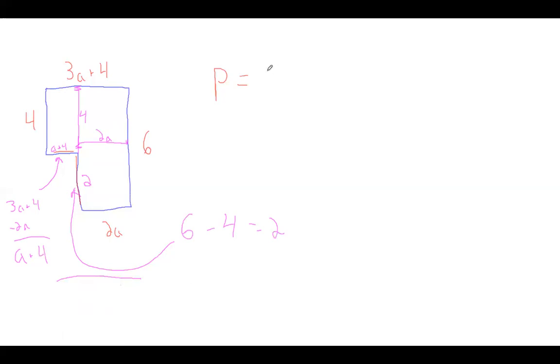So now for perimeter, 3a plus 4, right? So we're going to add up all the sides, plus 6, plus this side, 2a plus 2, plus a plus 4, plus our last side, which is 4.